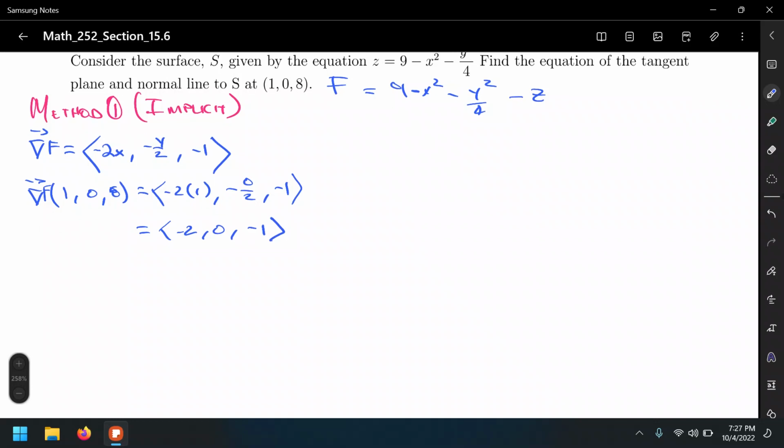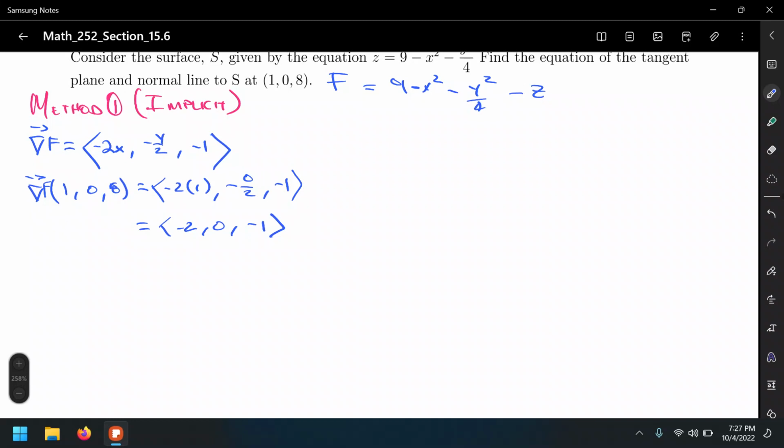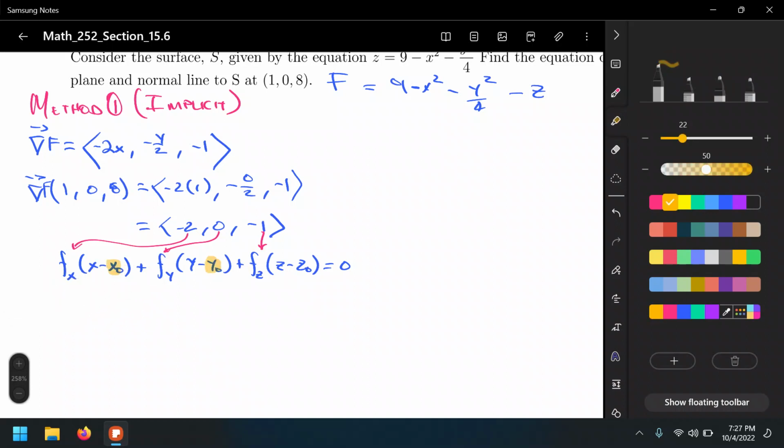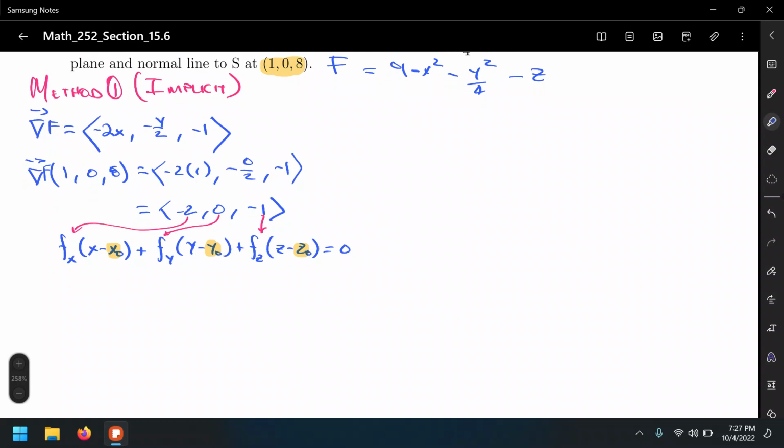Well, actually, we have all the information to get the equation of the plane. So that's, let me use the other version, f sub x times x minus x naught, plus f sub y times y minus y naught, plus f sub z times z minus z naught, equals 0. These f sub x, f sub y, and f sub z, respectively, are the components of the vector that we found in the previous step, that is the gradient. And x naught, y naught, z naught are the coordinates of the given point. So let's just substitute this value, so that's negative 2.